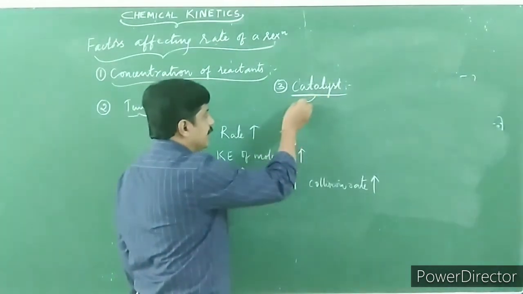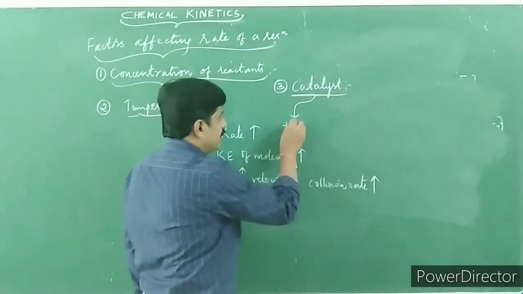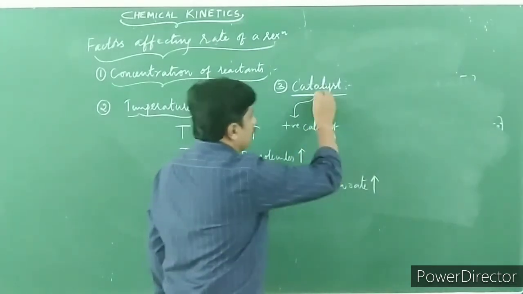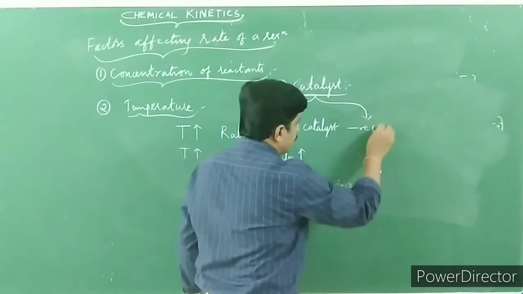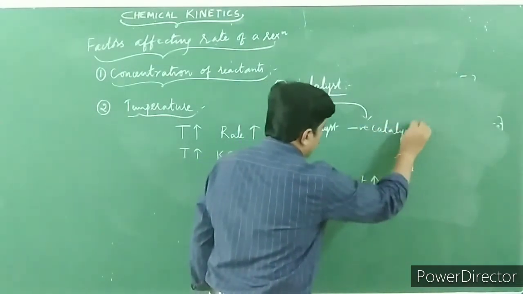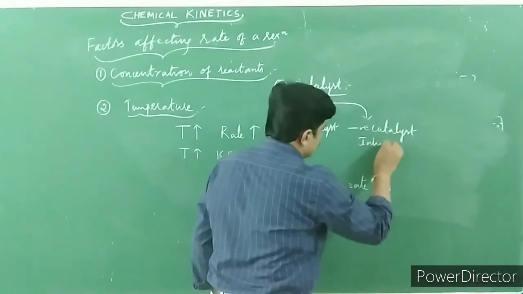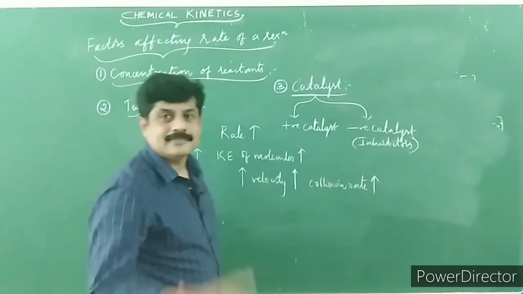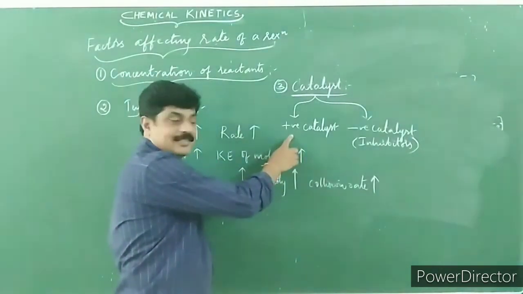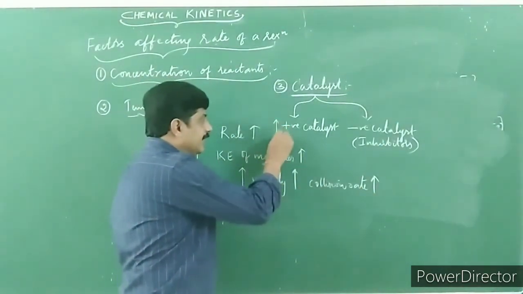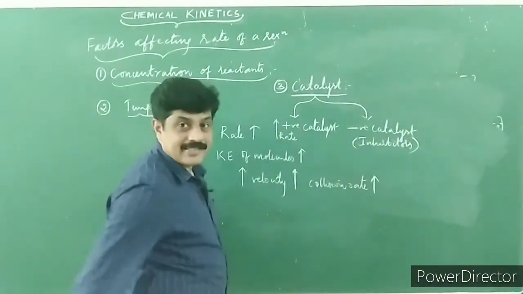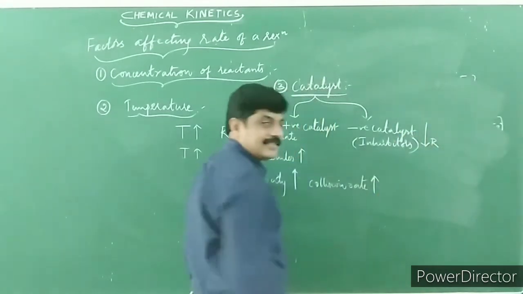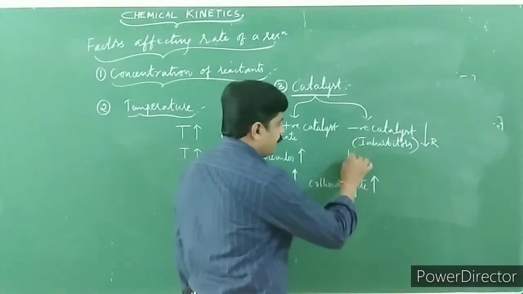Children, look at here. The catalyst may be classified into two types. Number one is called positive catalyst. Number two, we have negative catalyst. Negative catalysts are also called inhibitors. In the presence of positive catalyst, the rate of the reaction increases, whereas in the presence of negative catalyst, the rate of the reaction decreases.